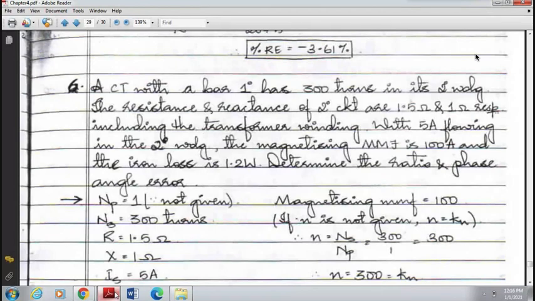Instead of that he has given the turns, number of turns on primary and secondary. See, he has given number of turns on secondary as 300 turns, but he has not given on the primary. So he is telling that primary is a bar primary winding, that is it has one winding. NP will be one turn. NP is equal to 1 you have to consider. If NP is not given, you have to consider that as 1, whereas secondary turns is given as 300. Okay, you have noted down.